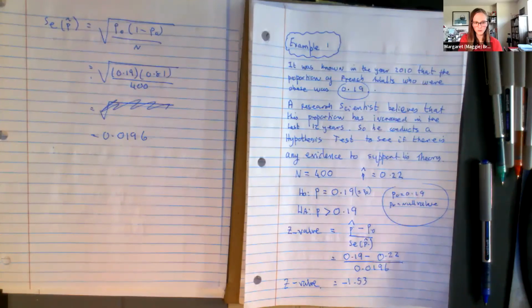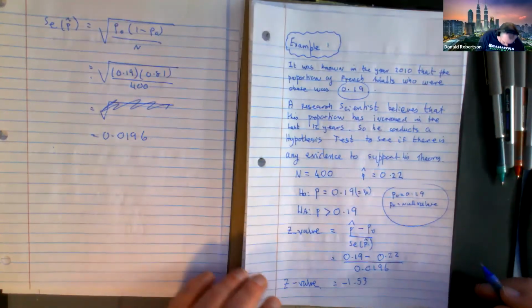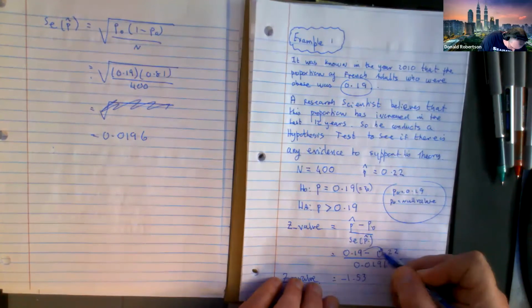I have a question. Yes. So when you were plugging in the values to find the Z value, why did you switch the P hat and the P naught? I did? Oh, because I made an oopsie.